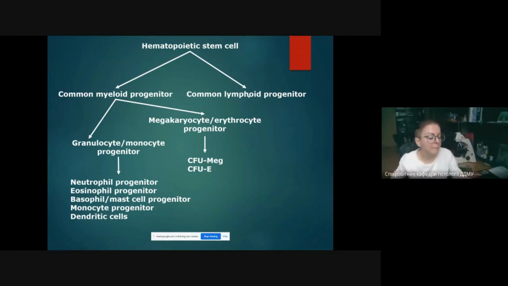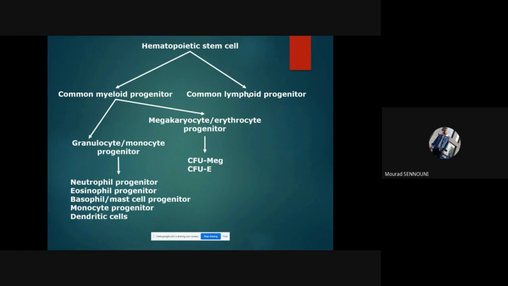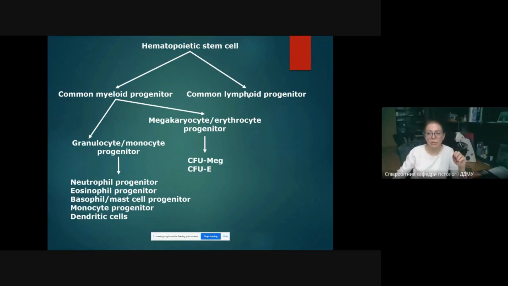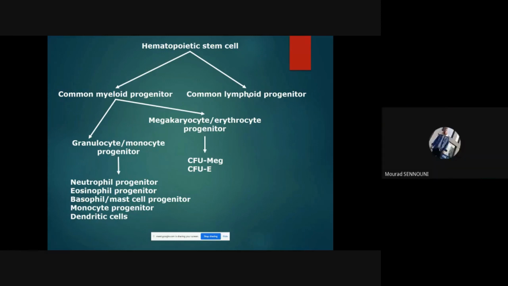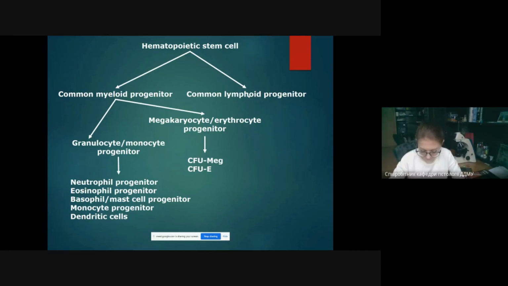What does that mean by potential? Bipotential means that it can give rise to only two lineages, for example, erythrocytes and thrombocytes or platelets. So bipotential means two lineages. Clear? We also use the term unipotential. Unipotential means that it has the potential to give rise only to one lineage. For example, if only erythrocytes could be formed, it means that the cell is unipotential, and we'll discuss it a little bit later.